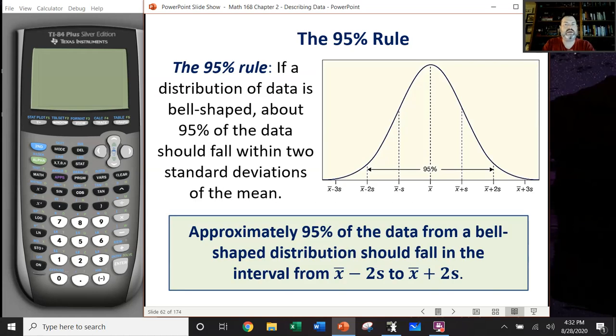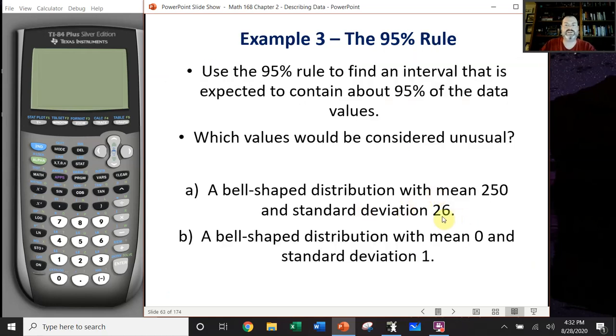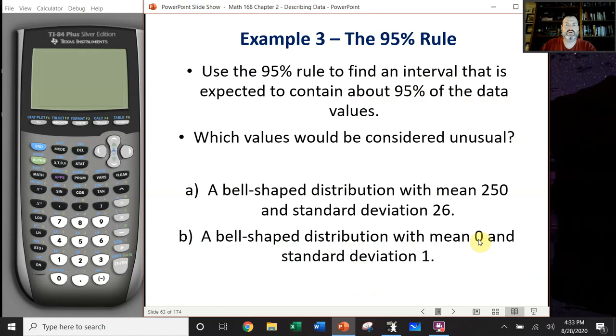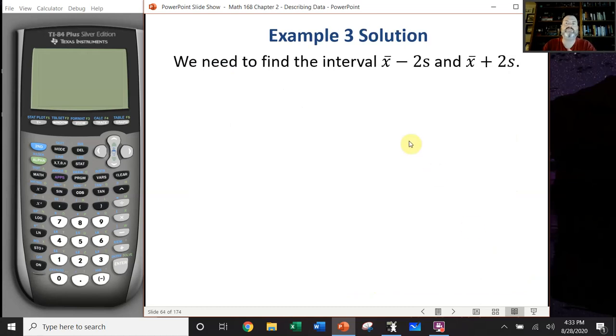So go back and look at this and imagine that our mean is 250. So it's some sort of measurement, right? $250 to purchase a mountain bike or something. And the standard deviation is $26, right? So 95% of mountain bikes cost within this interval, so it would be like 250 minus 2 times 26 and 250 plus 2 times 26. Right, so we need to find that interval.